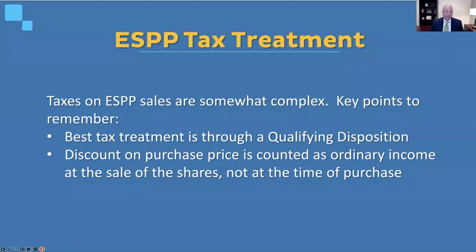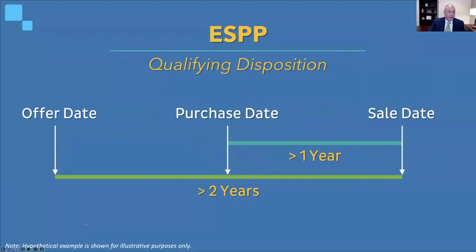it's a little bit complex, and some of it's not quite worth getting into, but the best tax treatment is through a qualifying disposition. This should look very similar to the ISO slide as far as the qualifying disposition on ISOs. It's 1 year after purchase date or 2 years after offer date. Both of those components have to be met in order to get the preferential treatment. The key thing to take away from this is that you don't pay taxes when you purchase the shares. You will pay taxes at the sale of the shares.